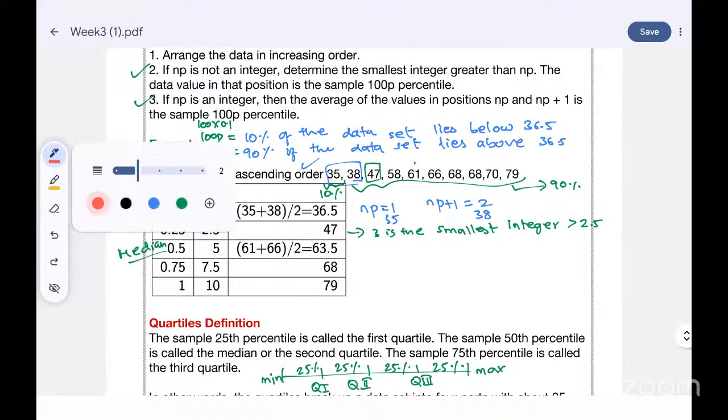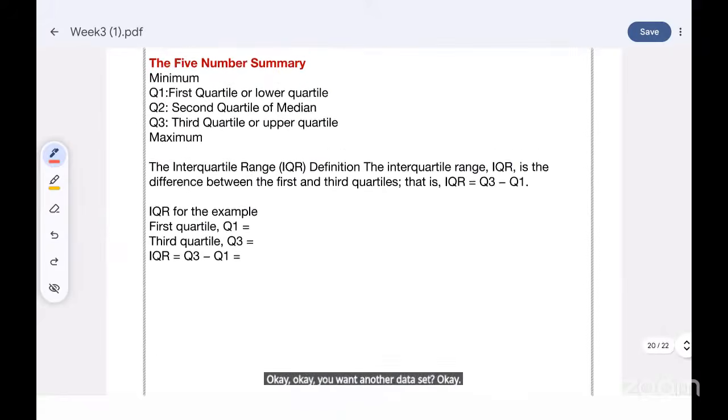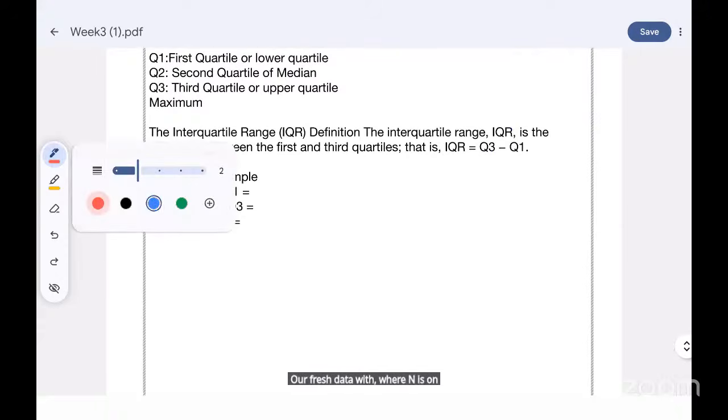Just a request, if you can, take a fresh data set where n is even and where n is odd, two data sets, and do it. Okay, you want another data set? Okay, fresh data with n odd and also n even.